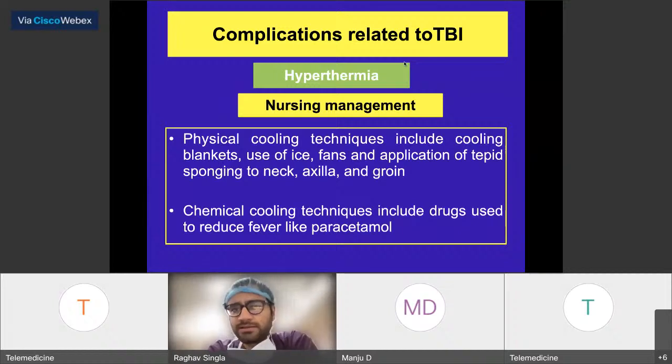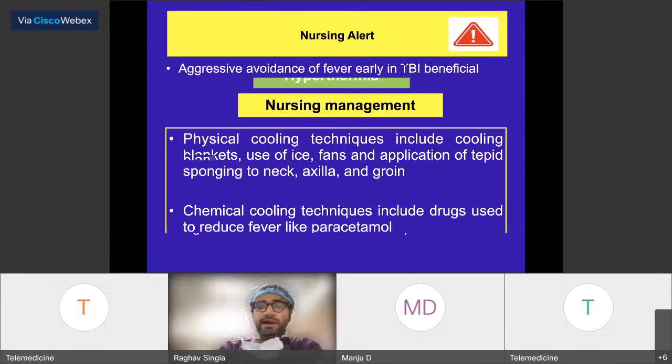So what are the methods that we normally use for managing hyperthermia? The first step would be bedside techniques such as cooling blankets and ice packs. We may use a fan. We may ask the relatives and the staff to do some tepid sponging of the neck, axilla, and groin. This helps to bring down the body temperature. And then we can resort to pharmaceutical methods using paracetamol and IV drugs.